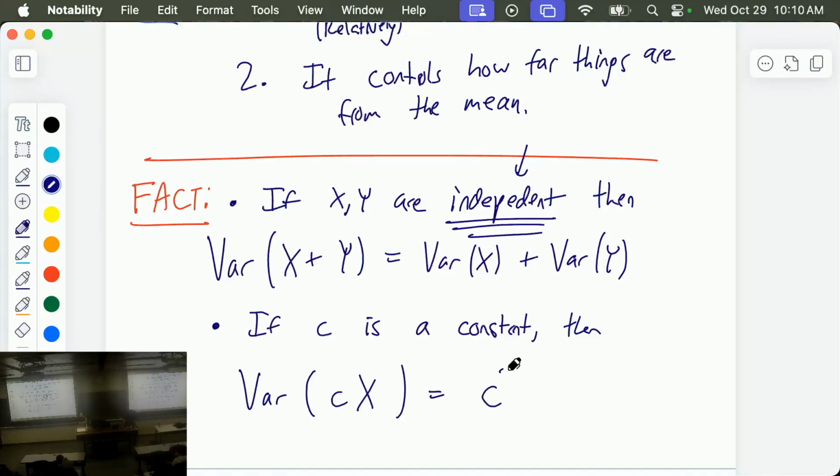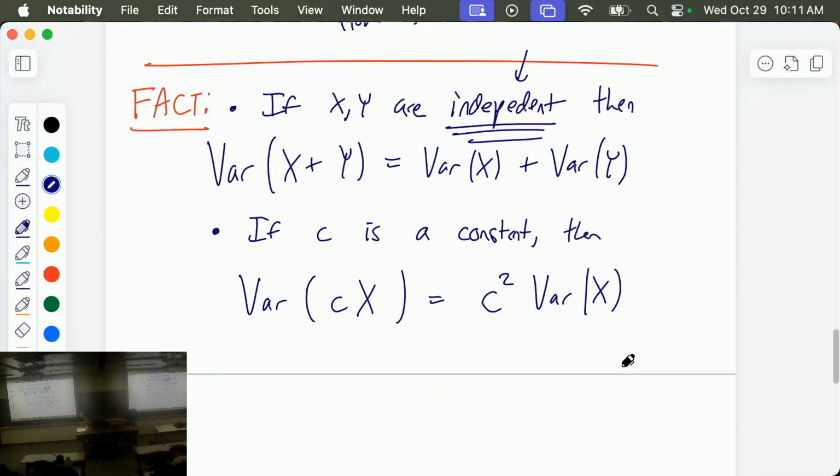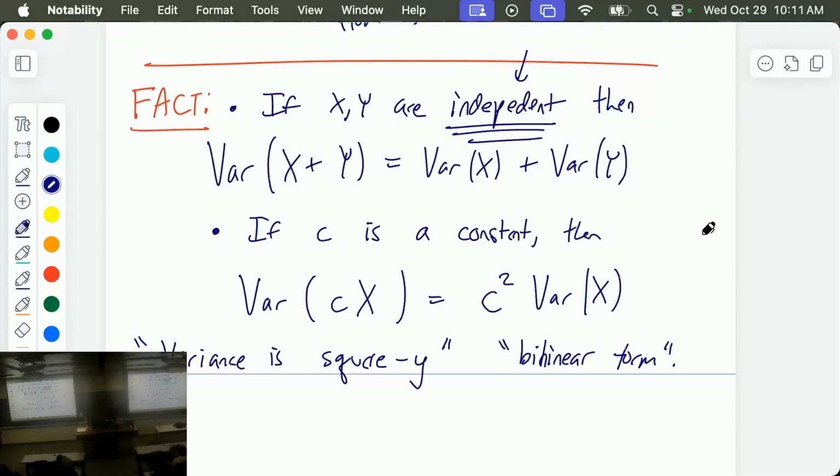So it's c squared times the variance of x. So variance, I like to think of it as squaring. The proper term is that it's a bilinear form. This is the proper math term, you don't need to know this. A bilinear form. But it behaves like the square. Okay, that's very nice. Why is this useful?